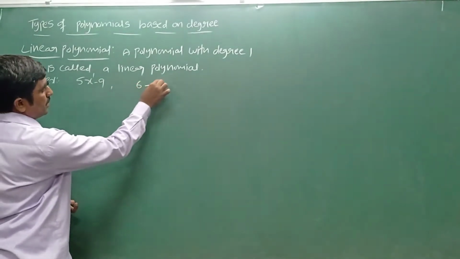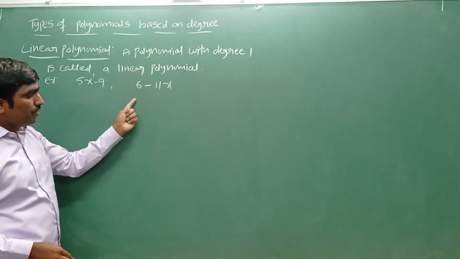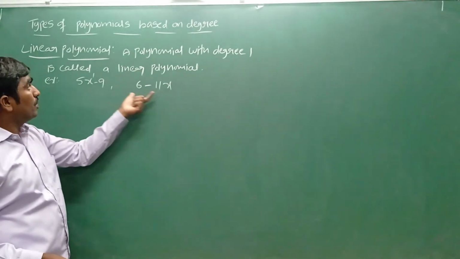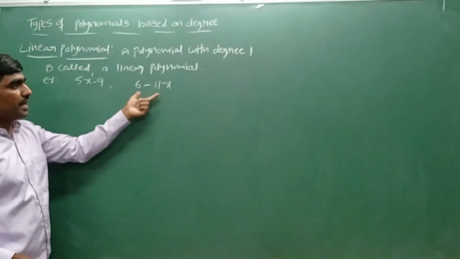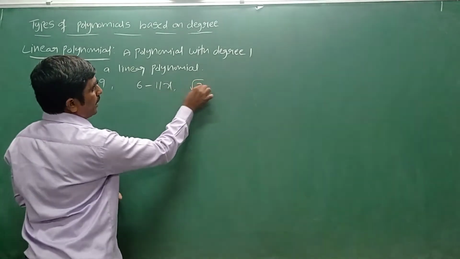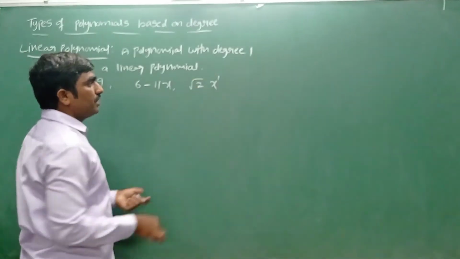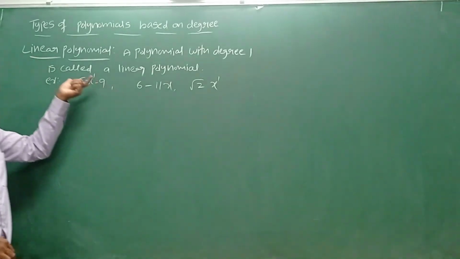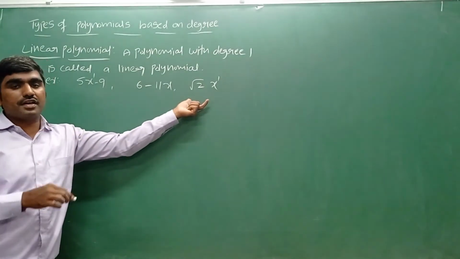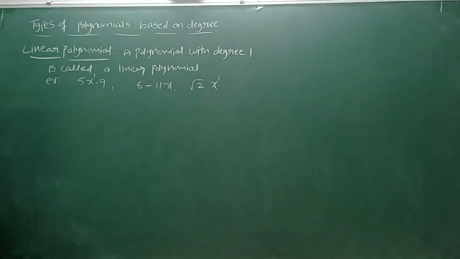6 minus 11x. Here you can see two terms. The power of the first term is 0 and the power of the second term is 1. The highest power is 1. It is also called a linear polynomial. Can I say root 2x is a linear polynomial? Yes, the highest power is 1. Degree 1, it is called a linear polynomial. These are the polynomials which have degree 1. Highest power is 1. They are called linear polynomials.